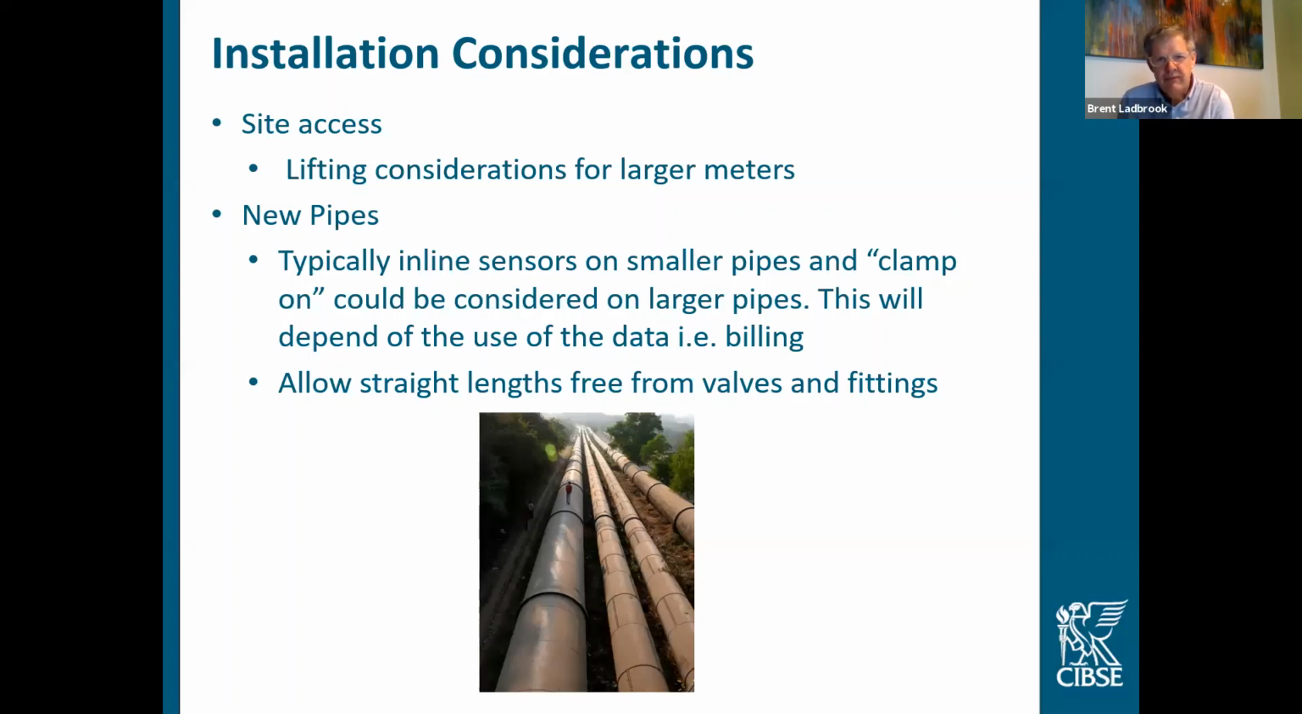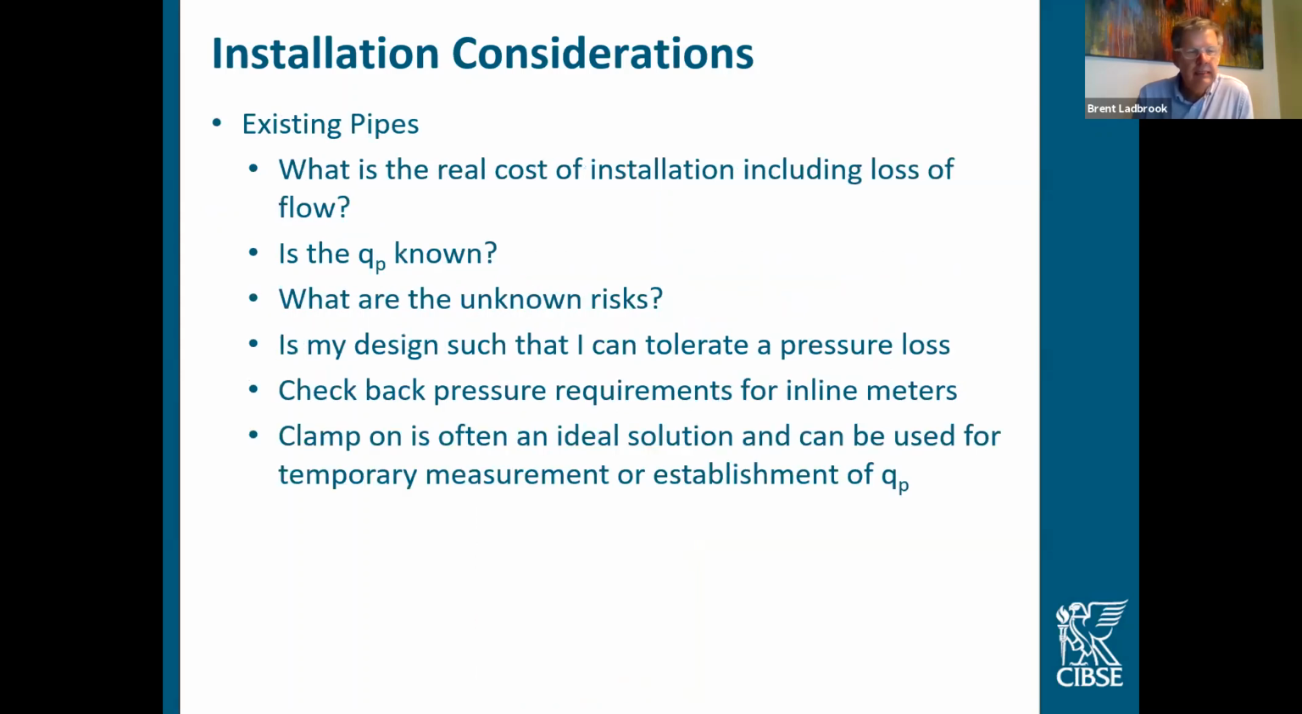Allow straight lengths free from valves and fittings. So that varies from manufacturer to manufacturer. If you're installing a clamp-on meter, then sometimes manufacturers would say that ideally like 15 straight lengths, 10 upstream from the flow sensor and 5 downstream. Inline ultrasonic sensors, now there's manufacturers who say there's no requirement for straight lengths upstream and downstream. If you are selecting a meter where it says there must be, then please design your plant room with that amount of straight lengths so you can allow the mechanical contractor to install it correctly.